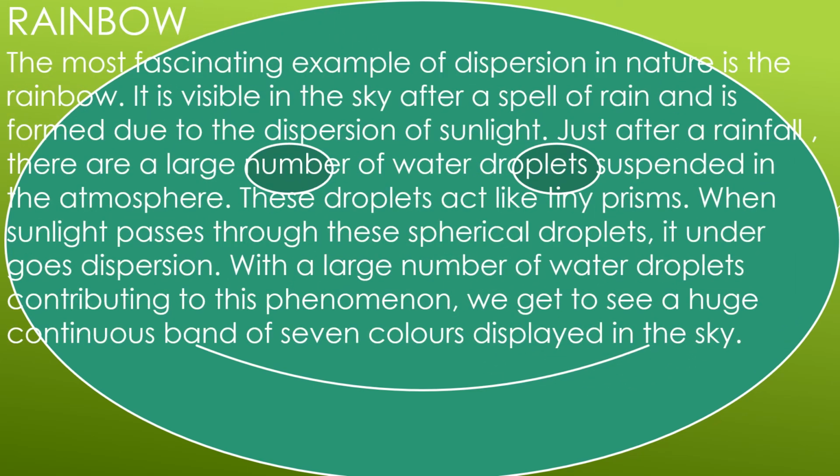Rainbow. The most fascinating example of dispersion in nature is the rainbow. It is visible in the sky after a spell of rain and is formed due to the dispersion of sunlight. Just after a rainfall, there are a large number of water droplets suspended in the atmosphere. These droplets act like tiny prisms. When sunlight passes through these spherical droplets, it undergoes dispersion. With a large number of water droplets contributing to this phenomenon, we get to see a huge continuous band of 7 colors displayed in the sky.